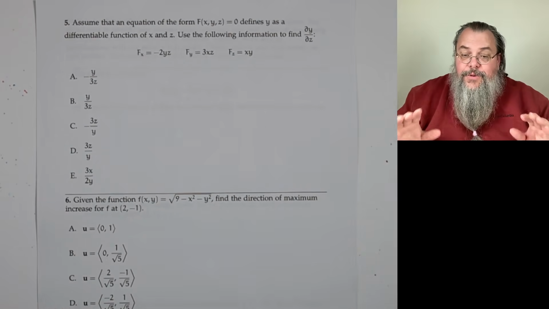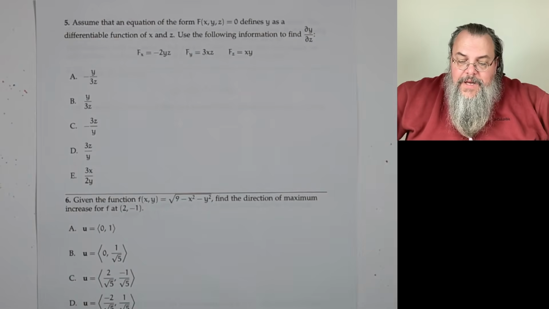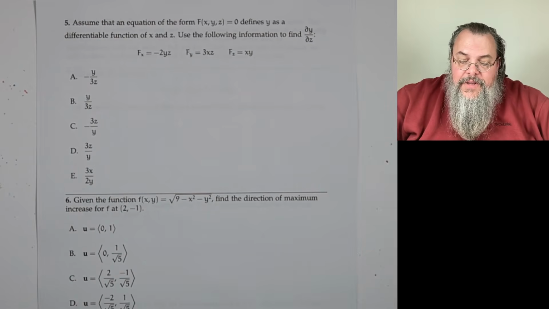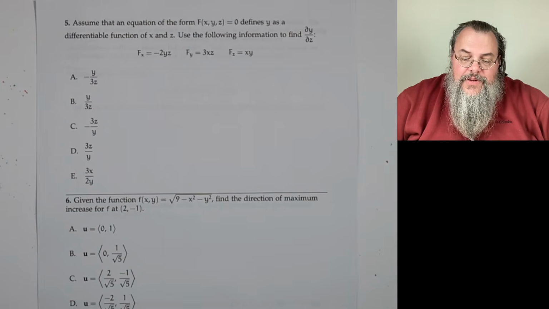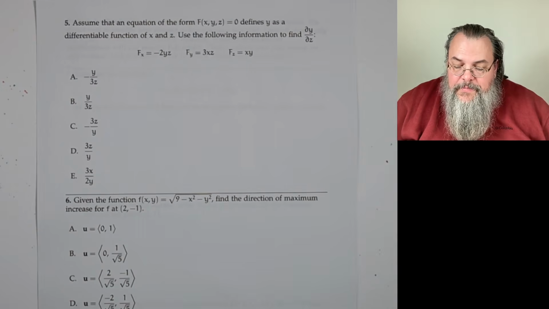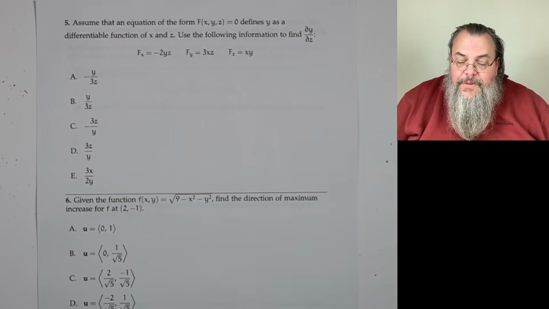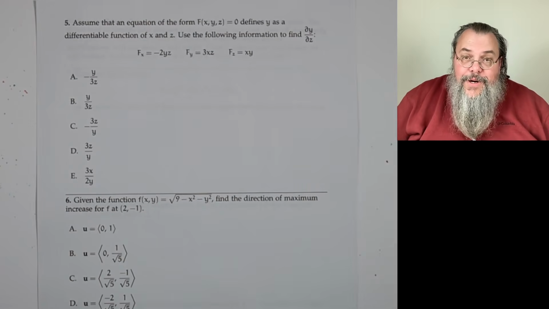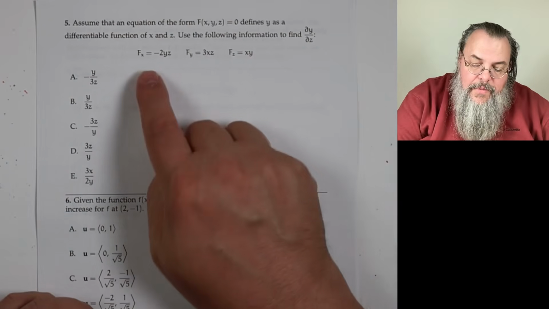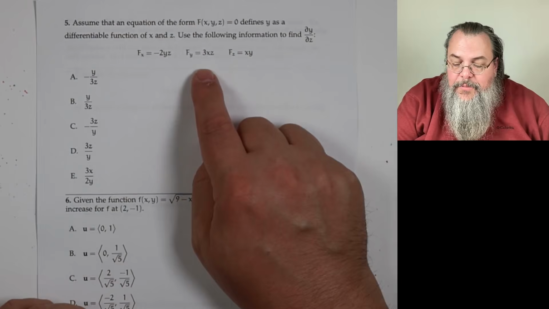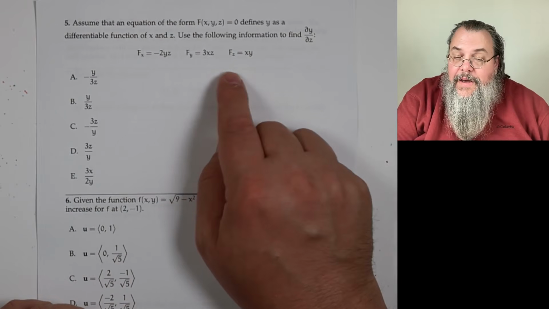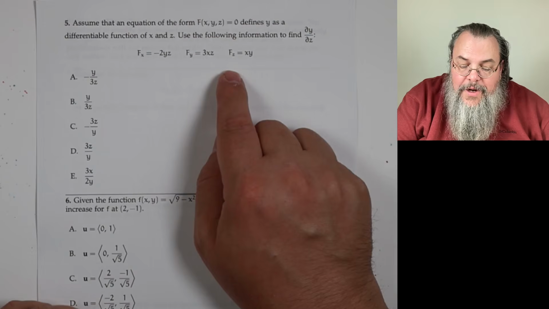Assume that an equation of the form f of x, y, z equals 0 defines y as a differentiable function of x and z. Use the following information to find partial y partial z. And it says, hey, f sub x is minus 2yz, f sub y is 3xz, f sub z is xy.